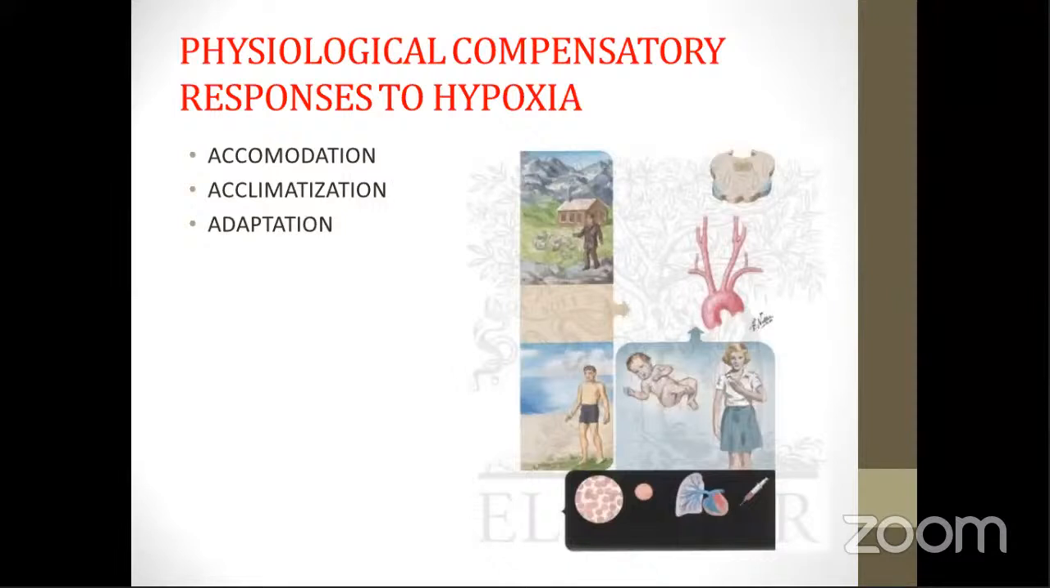Next, we will see what are the physiological compensatory responses to hypoxia seen at high altitude. When a person ascends to a high altitude, there are 3 types of compensatory responses seen. These 3 types of responses are: one is accommodation, second is acclimatization, and third is adaptation.